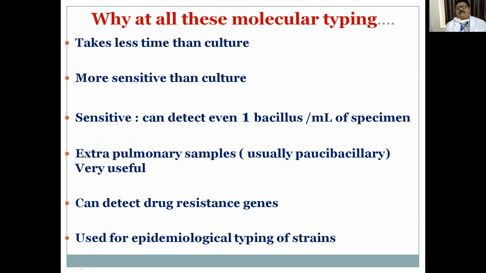Why these molecular methods? You can do regular culture, but as you know, it takes 2 to 8 weeks for culture, whereas molecular typing methods take less time than culture and are more sensitive. Even one bacillus per 1 ml of specimen, they can identify, because at least 10,000 bacilli are needed for them to be visible.